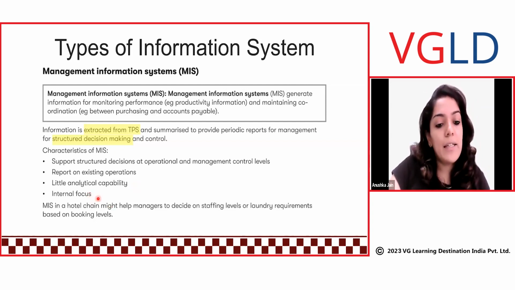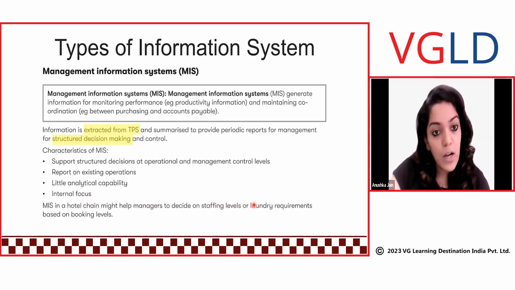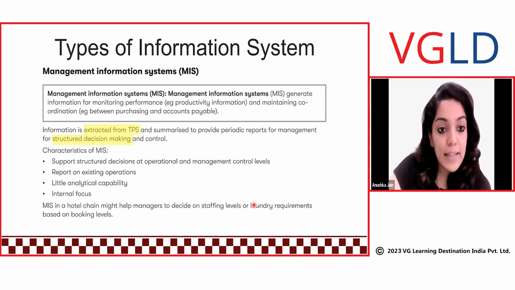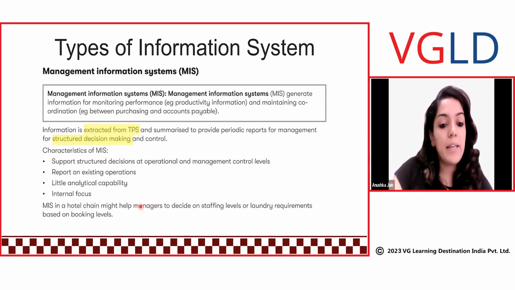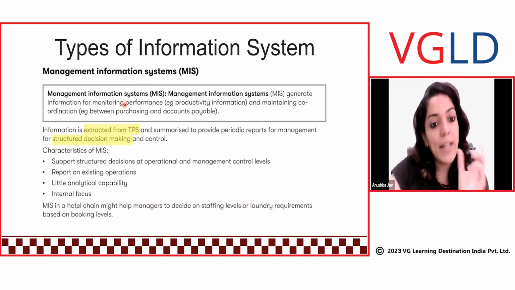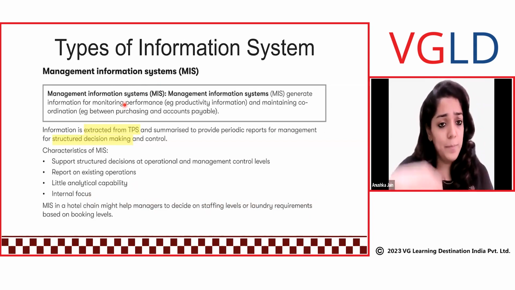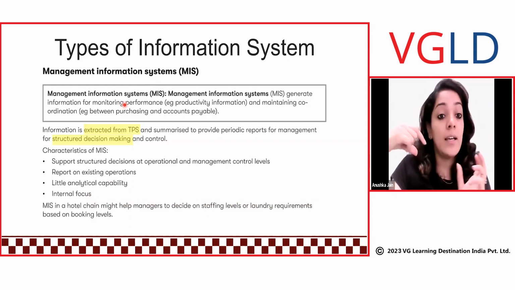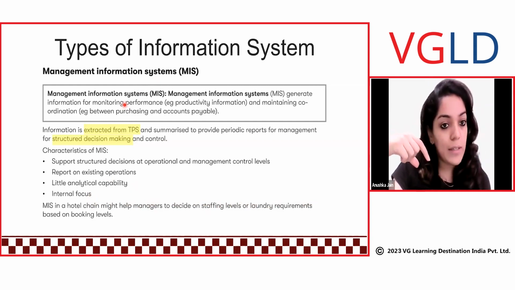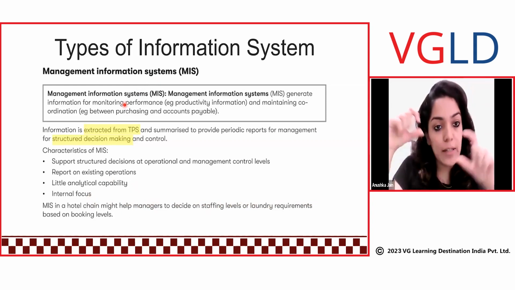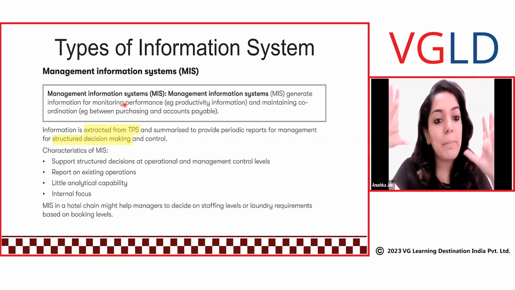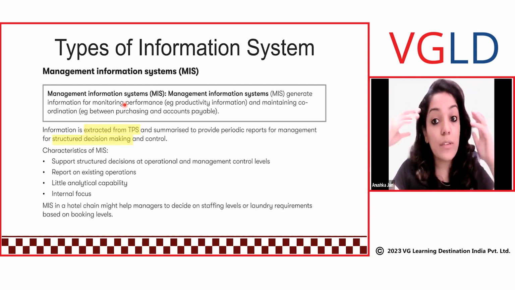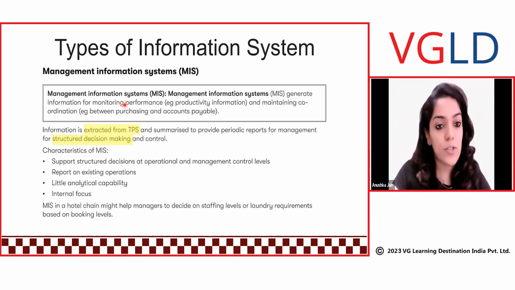Okay. MIS in a hotel chain might help managers to decide on staffing levels. How many people do you need? Maybe for cleaning, maybe for laundry, based on the booking levels. This will be very straightforward. So if you have 10 to 15 persons booking, how many cleaning staff do you need? If you have 15 to 30 bookings, how many staff do you need? If you have 30 to 45 bookings, how many staff do you need? So it can be methodical. It can be standardized. You don't need to think a lot to take this decision.